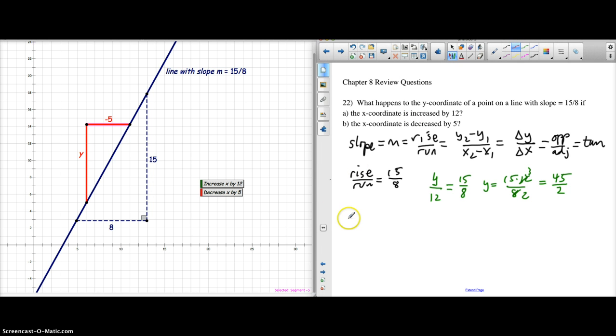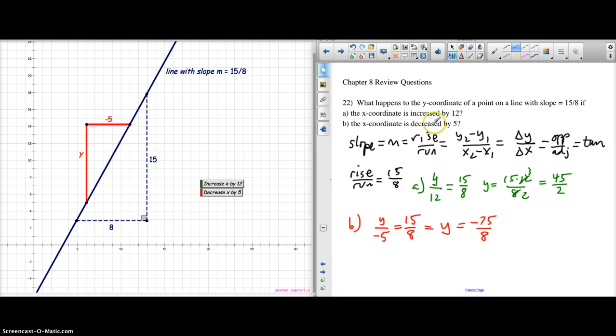So in the case of part B, this is part A over here. In part B, you want to know what happens if your run goes down by 5. Well, you will maintain the 15 to 8 rise to run ratio, and your y-coordinate will go down by 75 over 8. So if you go back 5, you'll go down 75 over 8. These triangles are similar triangles, and the corresponding sides of similar triangles are proportional.